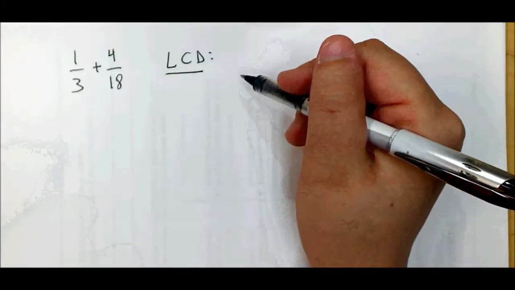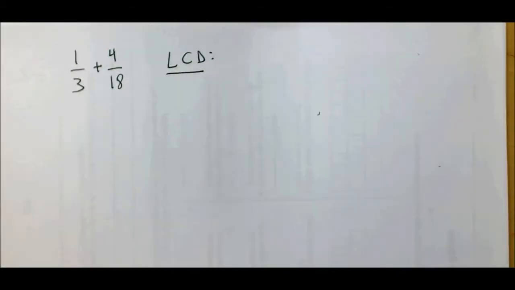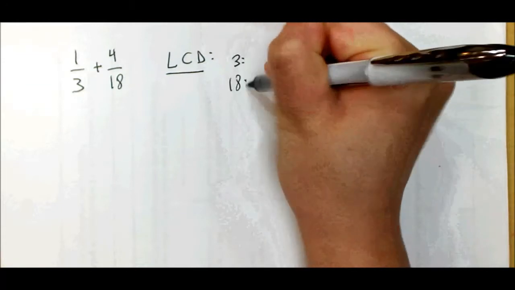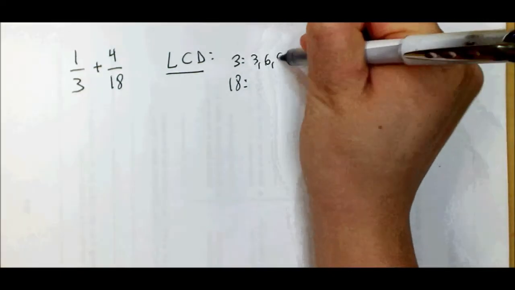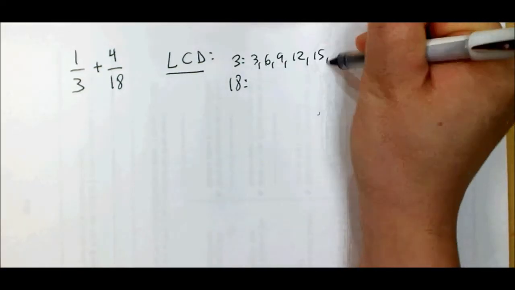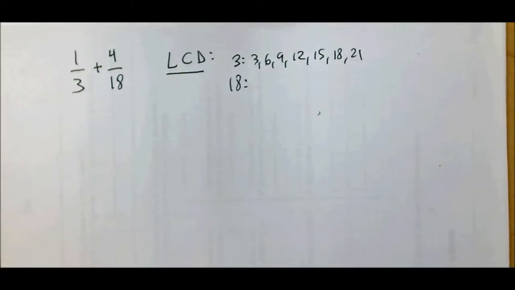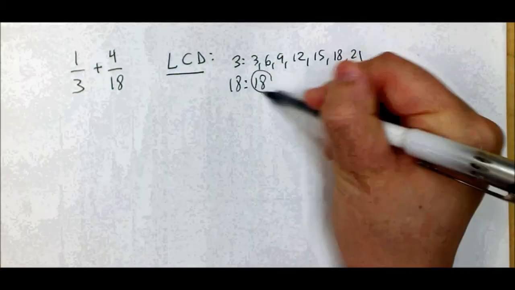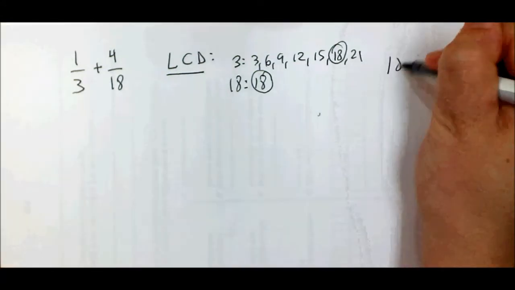Which is what we did in the previous lesson. We're just taking it a step further. So, two ways I can find the least common denominator is by writing down the multiples of these two denominators: 3, 6, 9, 12, 15, 18, 21. And then I can see that 18 is the multiple that these two denominators have in common. So my least common denominator is 18.